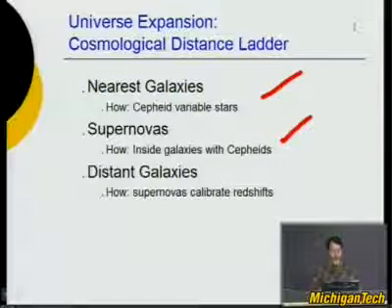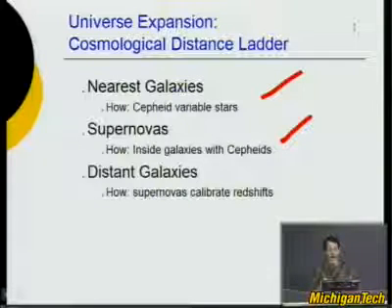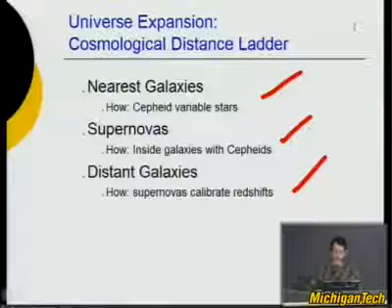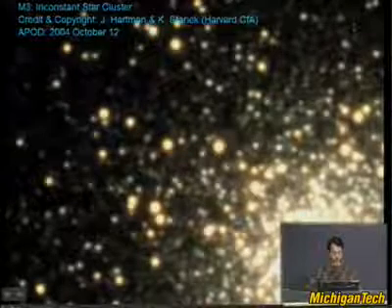Then we see places where there are both Cepheid variables and supernovas. And then we can calibrate how bright supernovas are. And some supernovas are thought to be of relatively the same brightness. And then we can calibrate redshifts out into the distant universe. And that tells us how far away things are.